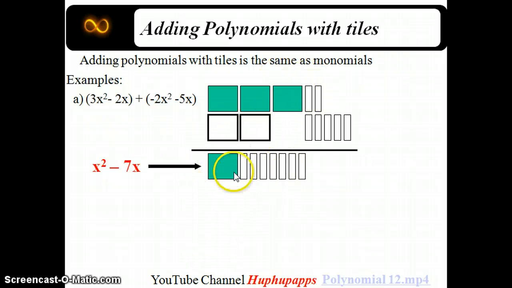So that's an x squared. It's colored in, so it's a positive x squared. There's no zero model here. There's no cancellation needed, and these are all negatives. So we're left with 7 x's. So I'm left with positive x squared minus 7x. Positive x squared minus 7x.